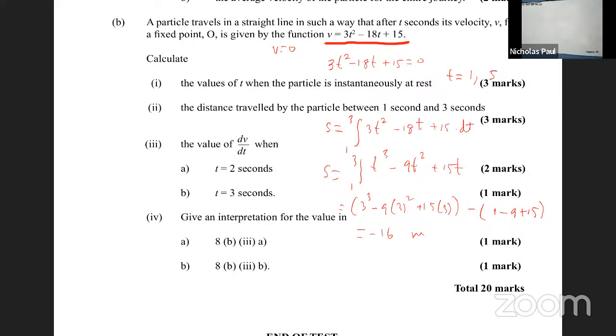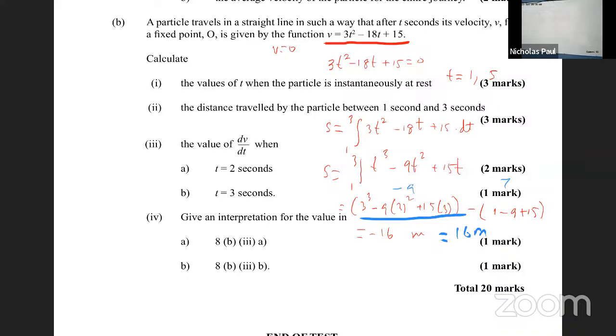When it was 3 seconds, what was the distance covered for this part here? Minus 9. And the next part is what? 7 or something? 7. Okay, so for the distance covered, you can ignore the sign. The distance covered is 16 meters.